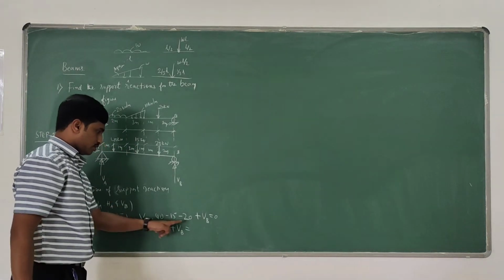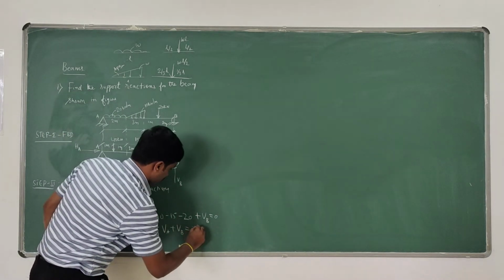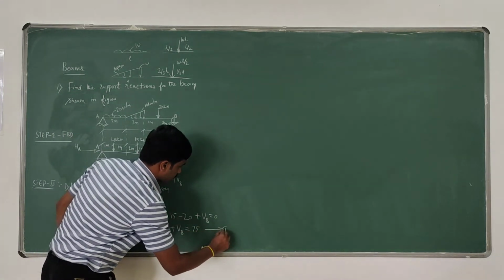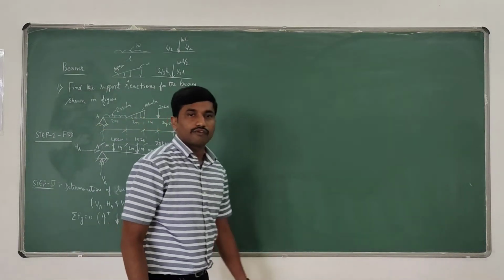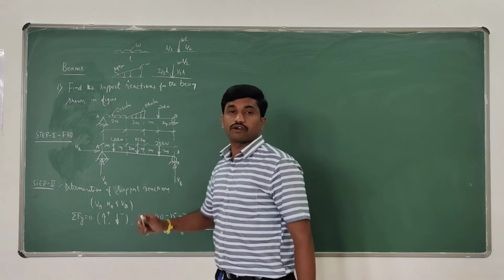40 plus 20, 60, 75. So VA plus VB equals 75. Take this as equation number 1. Then what is the next equation of equilibrium?